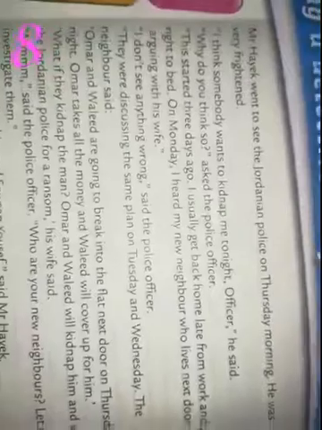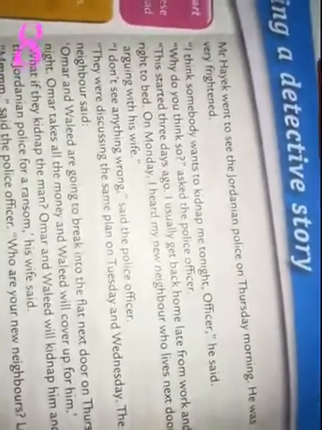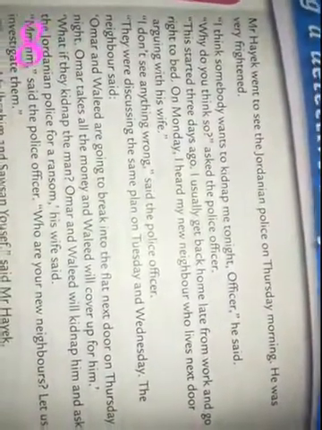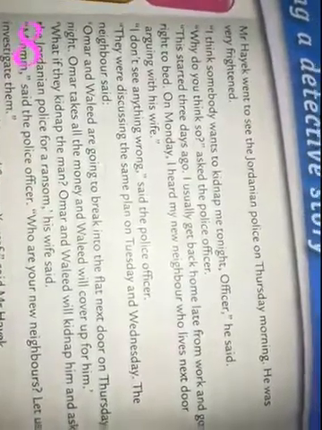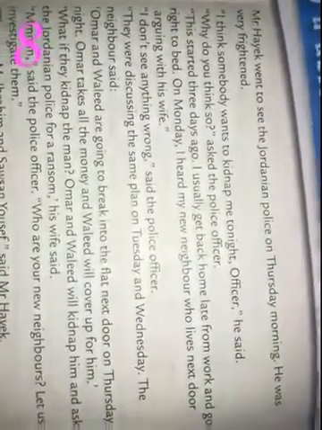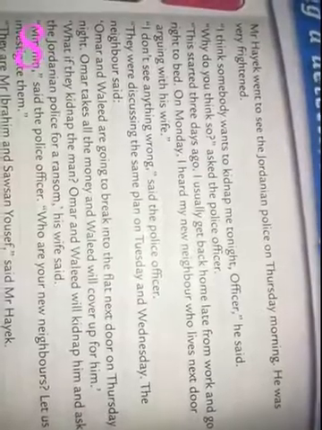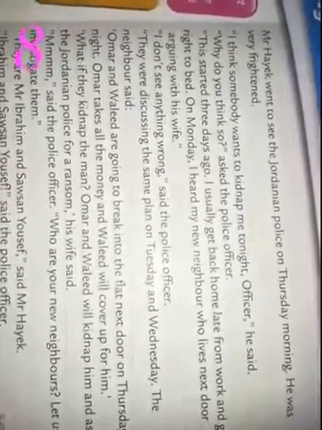Let's start with reading. Mr. Hayek went to see the Jordanian police on Thursday morning. He was very frightened. "I think somebody wants to kidnap me today, officer," he said. "Why do you think so?" asked the police officer. "This started 3 days ago. I usually get back home late from work and go right to bed. On Monday, I heard my new neighbor, who lives next door, arguing with his wife."